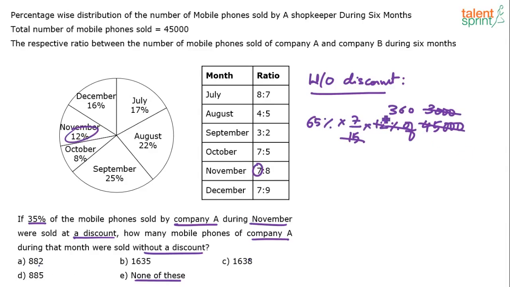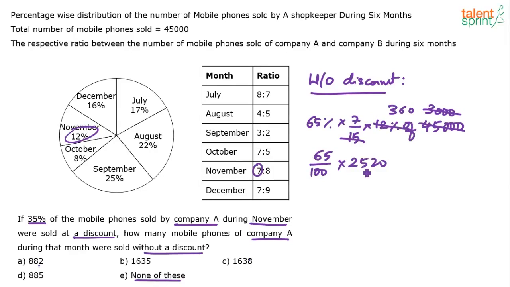Or first, maybe multiply 7 with 360. What is 7 into 360? 7 into 360 is 2100 plus 420, 2520. So 65% of 2520. You understand? 65% or 65 by 100 into 2520. 7 into 360, 2100 plus 420. Do the calculation.